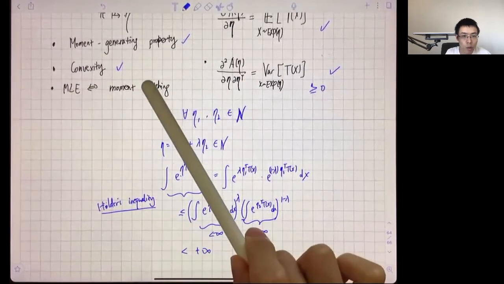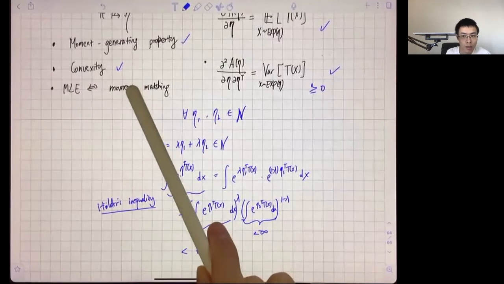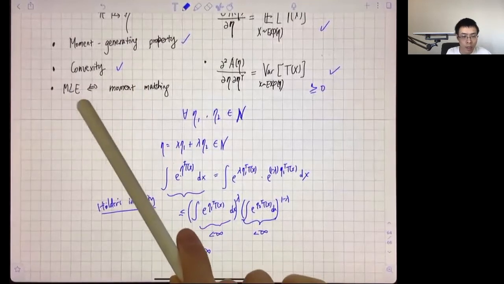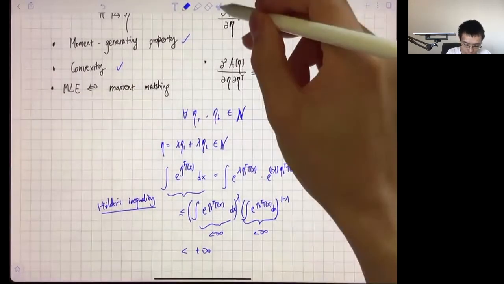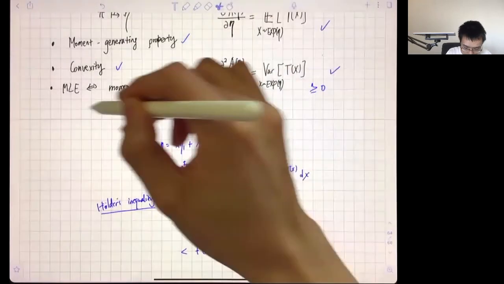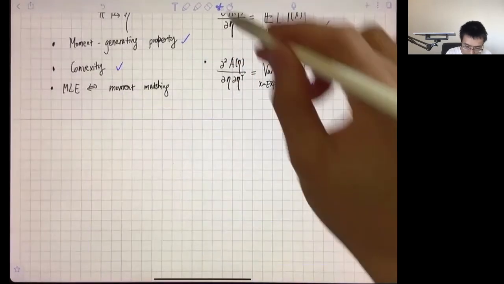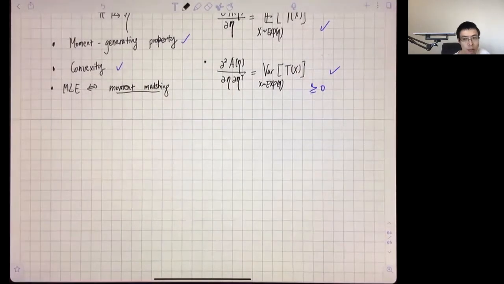The last thing I'm going to show in this video is that maximum likelihood estimation for the exponential family is equivalent to moment matching. So these are two different paradigms for parameter estimation, but for the exponential family, they turn out to be the same, okay? So I'm going to talk about moment matching first. So what does it mean by moment matching?